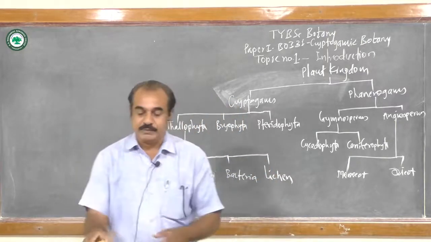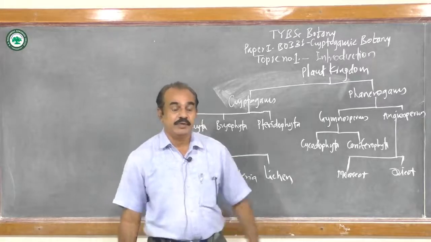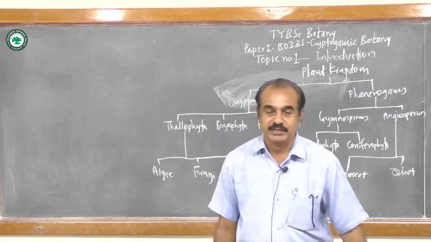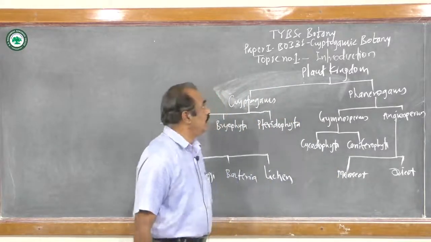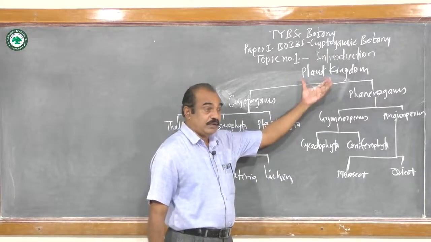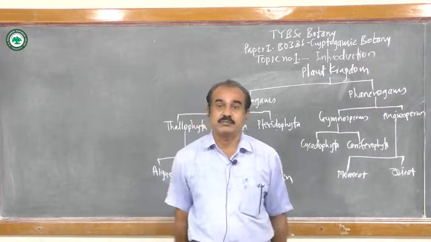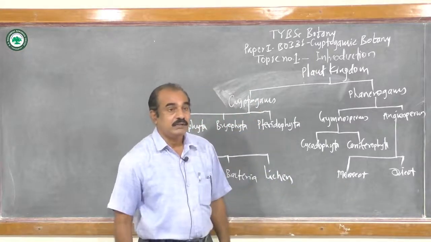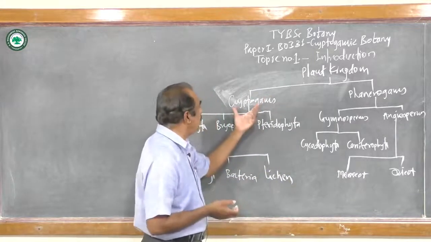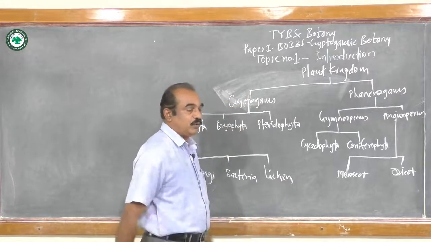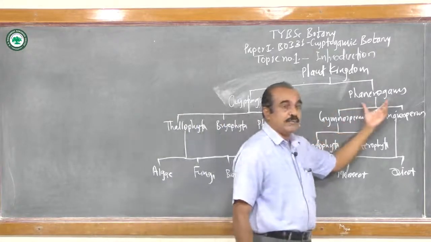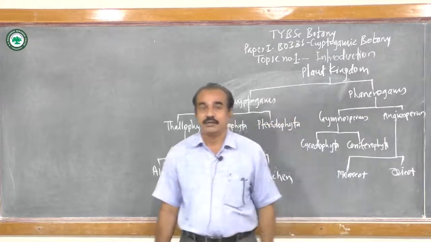This is the old classification of the entire plant kingdom. It is old, but till today it is in practice. Here the whole plant kingdom, all the plants, are divided into two groups on the basis of presence or absence of the flower. If flowers are absent, then all those plants are grouped in one group, and that group is called the cryptogams. Those in which flowers are present are called the phanerogams.